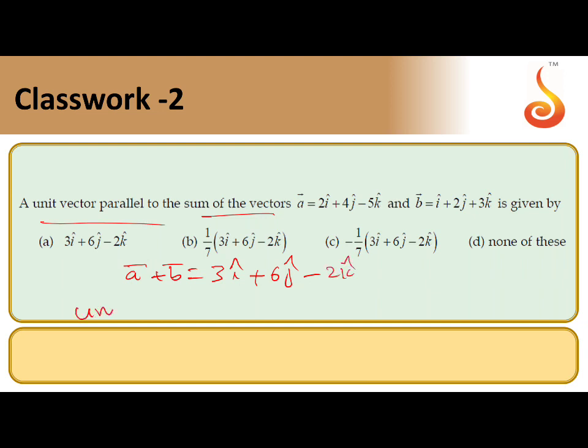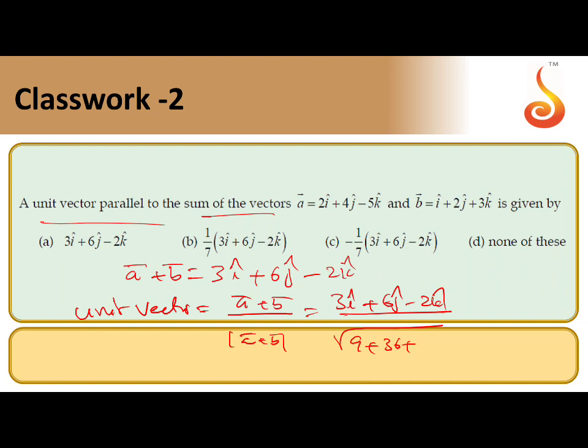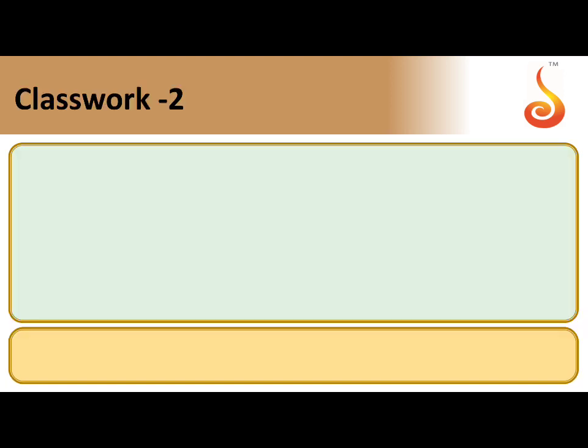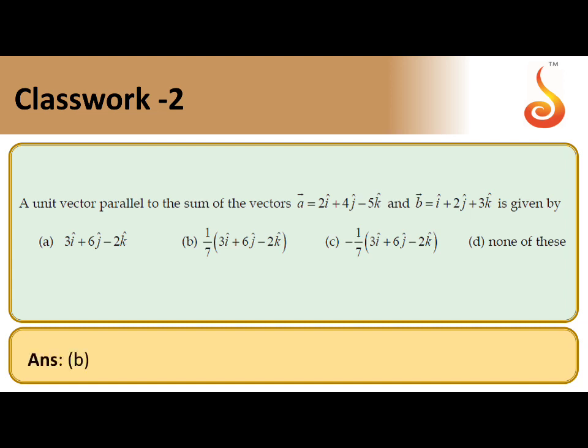So you want the unit vector in the direction of this. Parallel means A bar plus B bar divided by the magnitude of A bar plus B bar. So that is 3I plus 6J minus 2K whole divided by root of 9 plus 36 plus 4, which is 3I plus 6J minus 2K divided by root 49. Root 49 is 7. Which option is matching? 3I plus 6J minus 2K by 7 is there. So the answer is B. I hope that is clear. Next, check the answer. Option B.